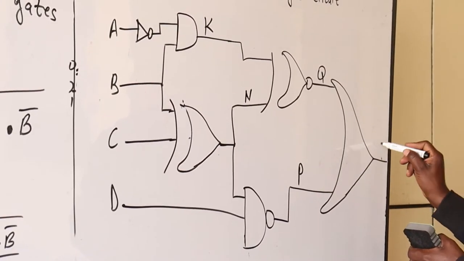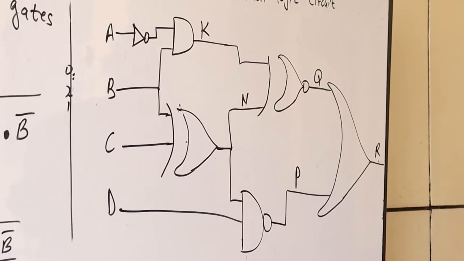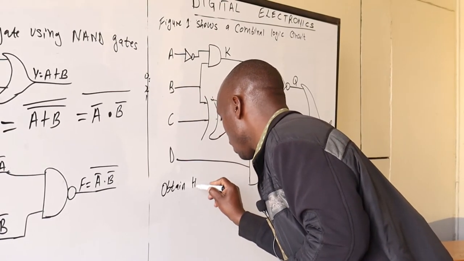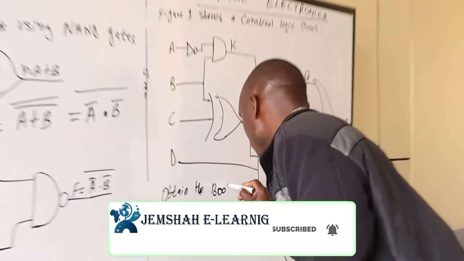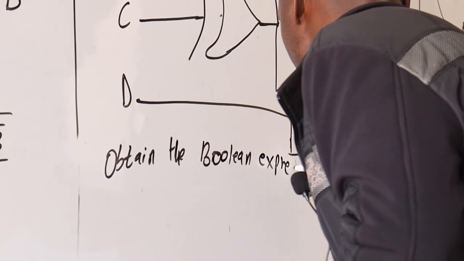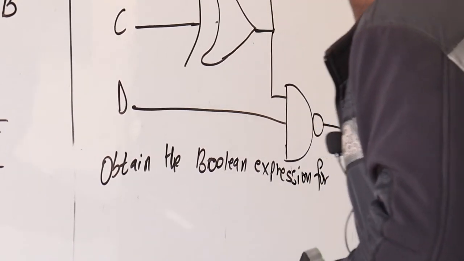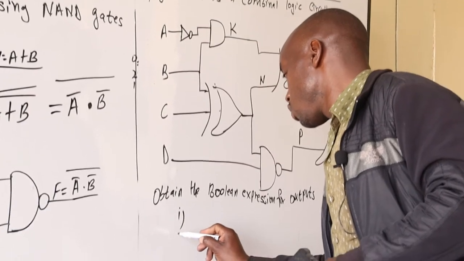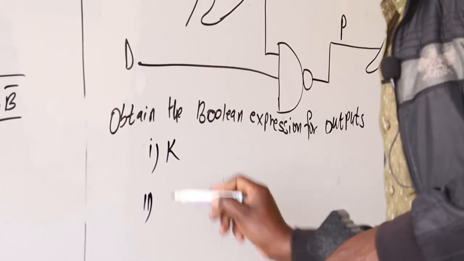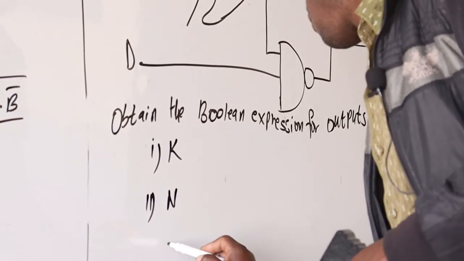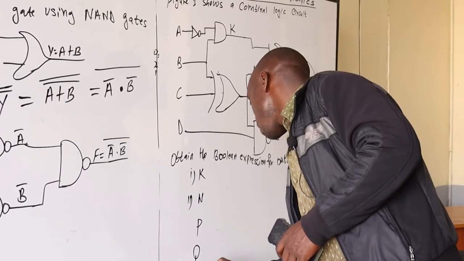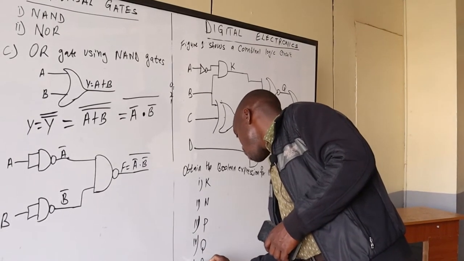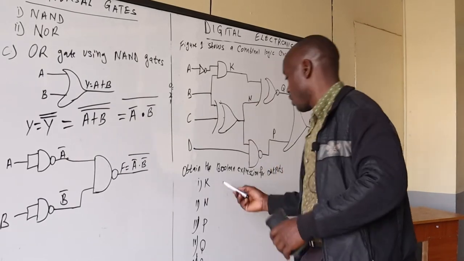So, now let us go to the question. Figure 1 shows a combinational logic circuit. Then the question says, obtain the Boolean expression for outputs. So for output K, the first one, then we have N, the second one, then we have P, the third one, then we have Q, and then we have R. So maybe then now from there, you can get your marks.